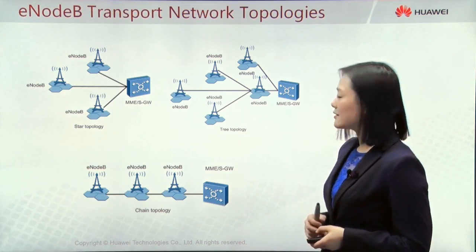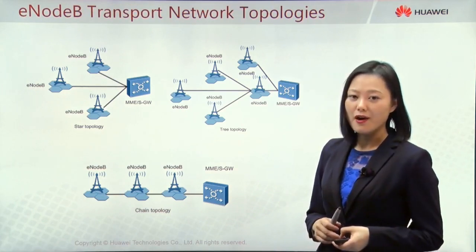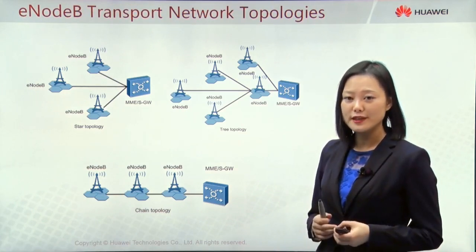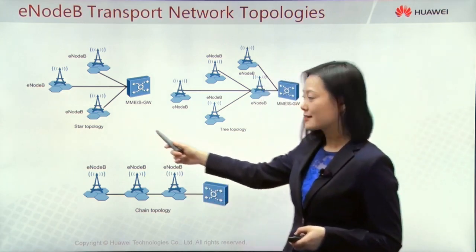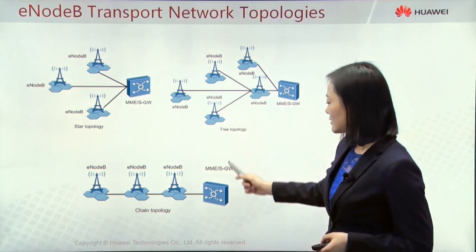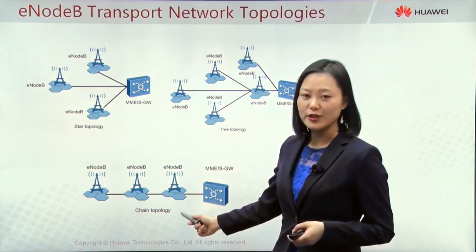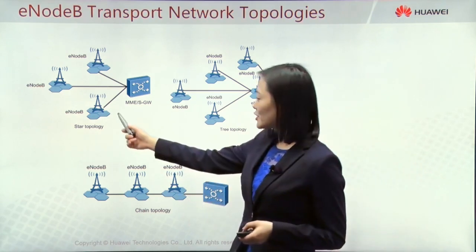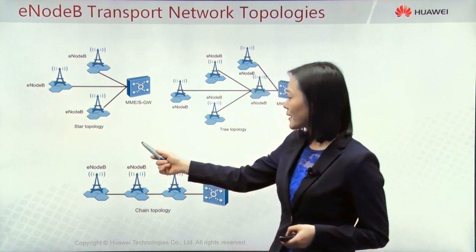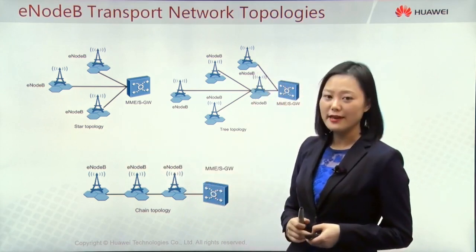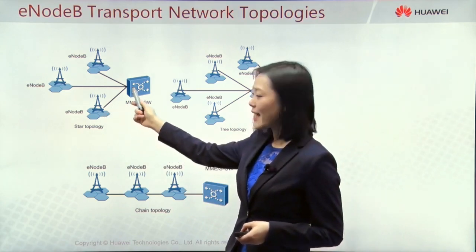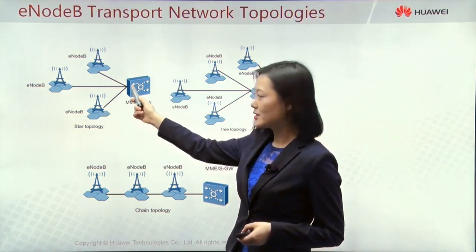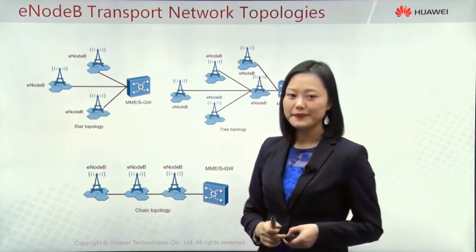For the transmission network of eNodeB, we can also choose different topology. We can choose star topology, chain topology, also twin topology. This star topology is most common, normally used in dense areas. Each eNodeB is connected directly with the EPC through this transmission.